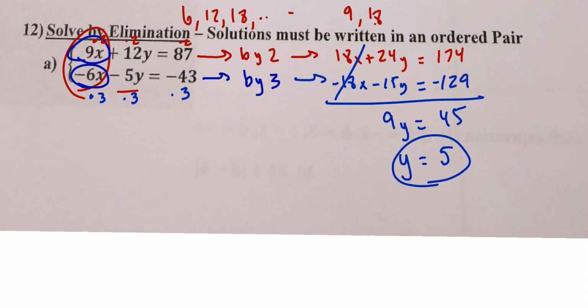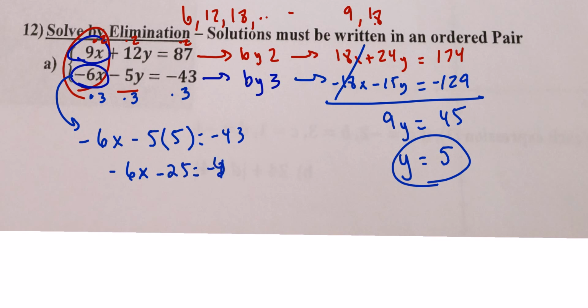I'm going to use the bottom one. I'm going to say negative 6x minus 5. Instead of y, I'm going to put 5, equals negative 43. I get minus 6x minus 25 equals negative 43. I add 25 to both sides using PEMDAS in reverse. I get minus 6x equals negative 18. I divide by negative 6, I get x equals 3.